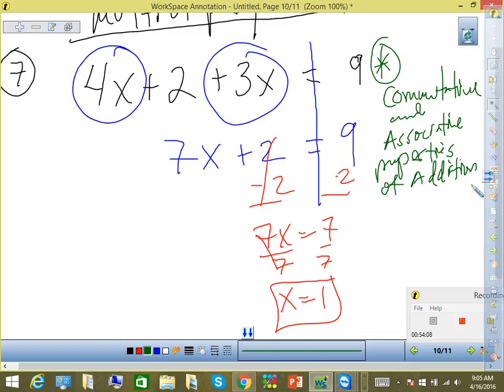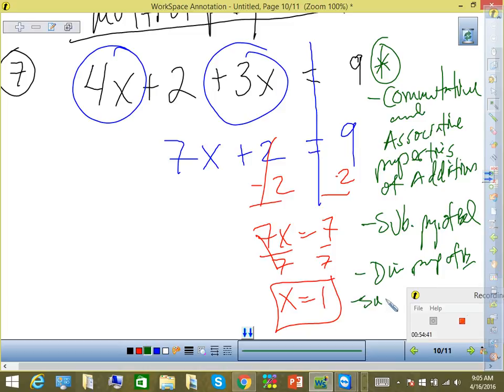Yeah, combine like terms, but that's not a property. From there we do subtraction, property of equality, and then from there division, property of equality, and then simplify.